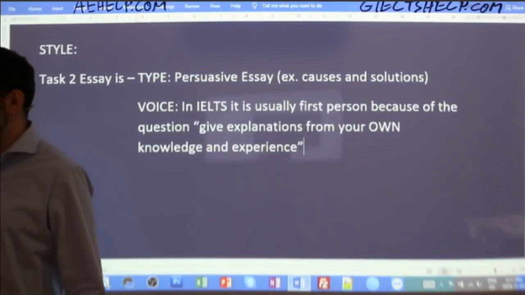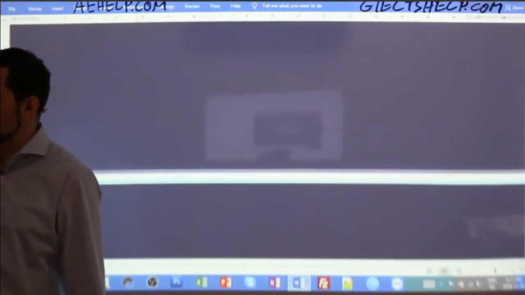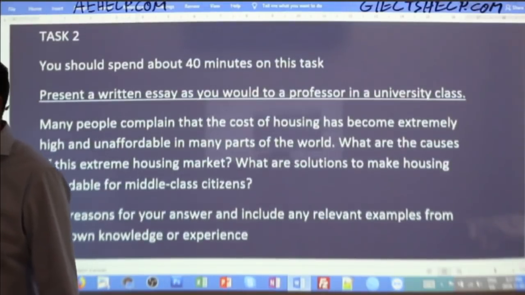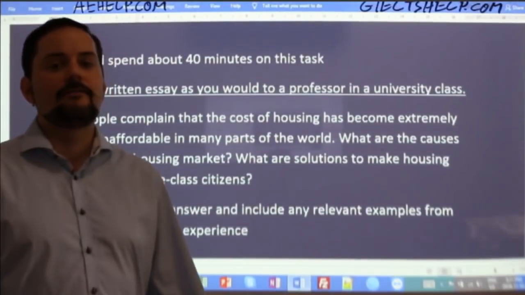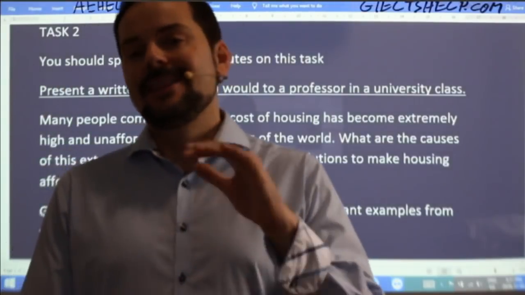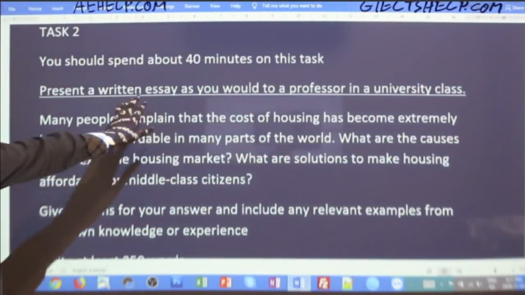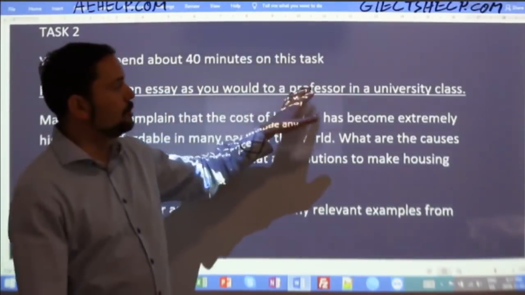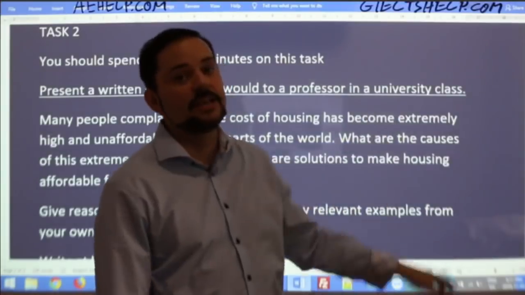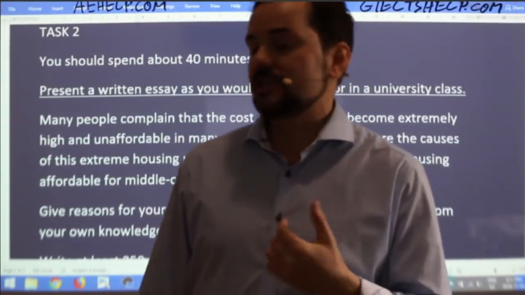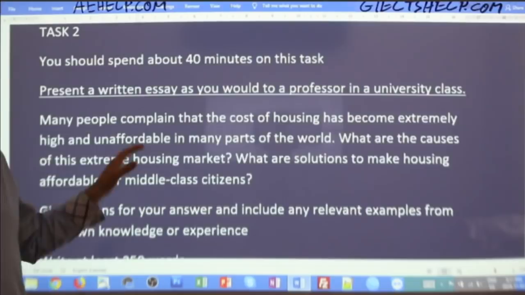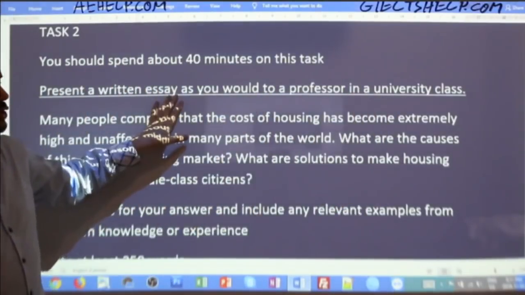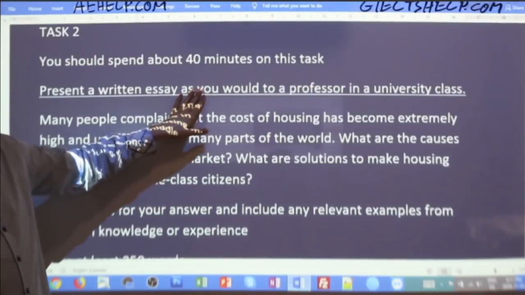Now, IELTS has started to change a little bit, especially the academic. And at times now, especially for the academic IELTS, they're looking for that third person voice. This is how you know that they're looking for the third person voice. Present a written essay as you would to a professor in a university class. In a university class, so what does that mean? Okay, that's your question. What does this mean? If I see this on IELTS, why are they giving me this kind of information? So what does this actually mean?